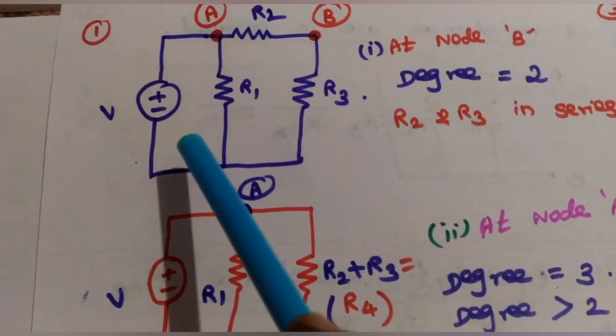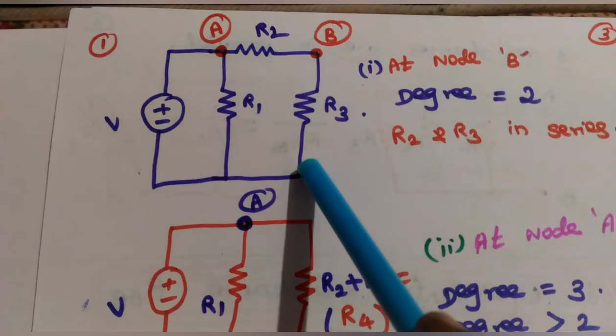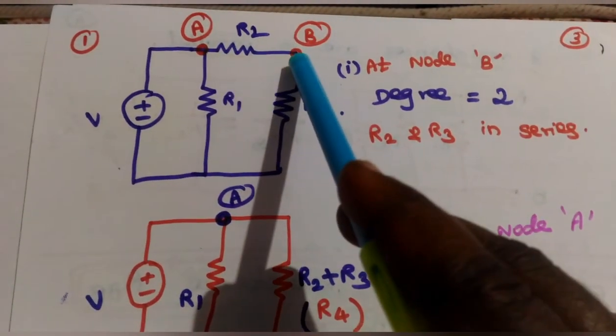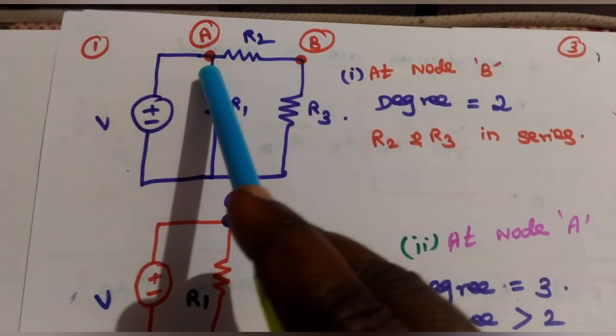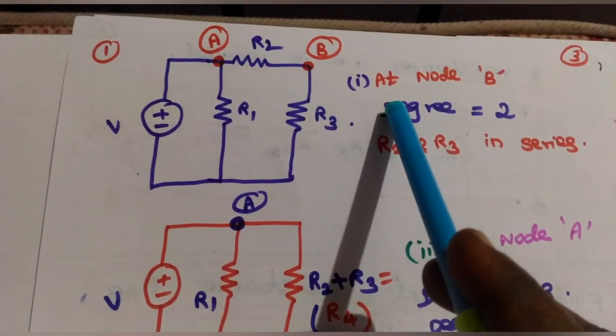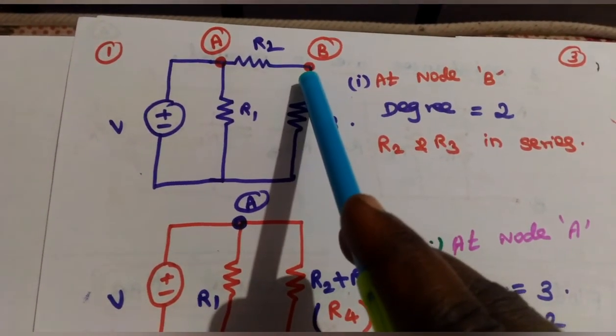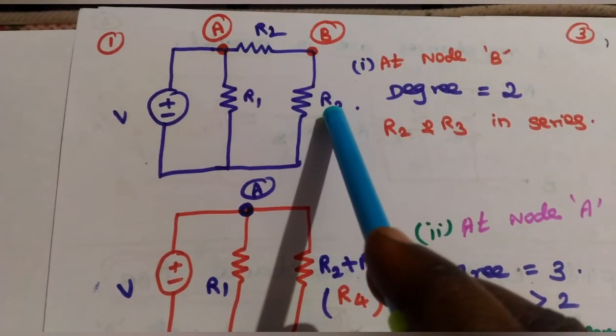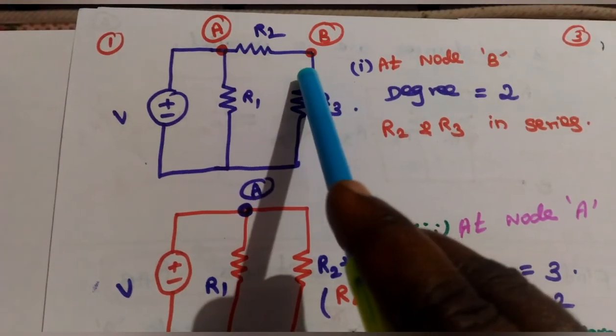So consider this example. Here a voltage source, R1, R2, R3 are connected in a circuit. There are two nodes. Consider this one node, and this another node. At a particular node B, how many elements are connected? There are 1, 2. Two elements are connected. So the degree of that node B is 2.